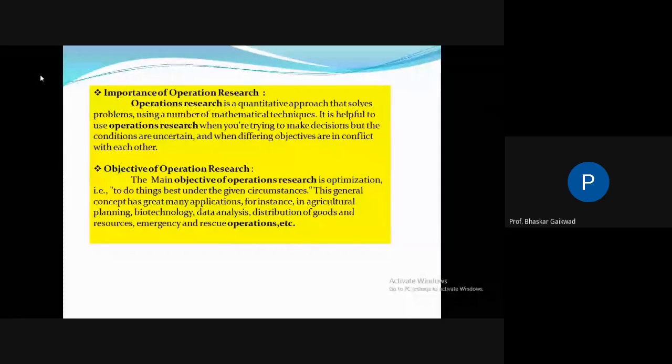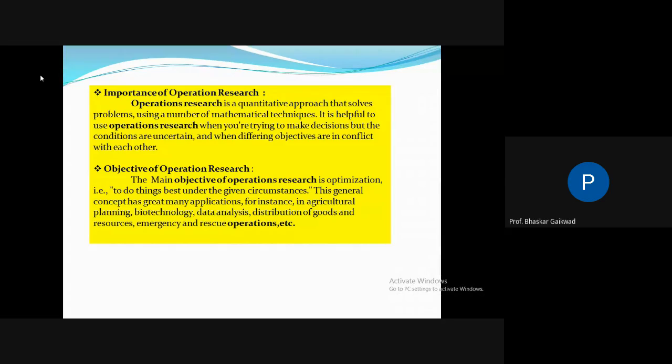Maybe there are worker problems, power failures, or maintenance problems. So many problems are there. Even so, the output should be expected, and that output should be in the optimization condition so that the industry will not face any problem. This general concept has a great many applications.